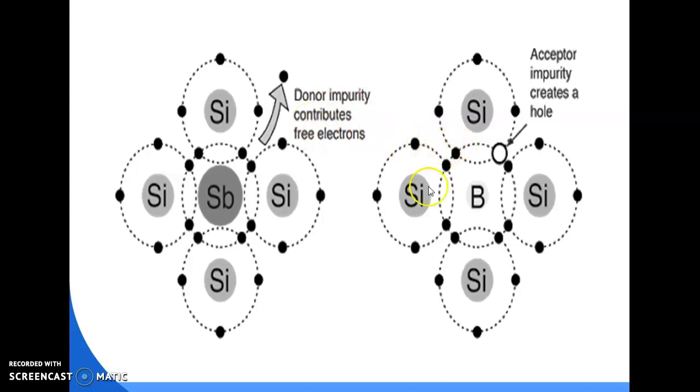Then in the second semiconductor we can see one deficiency of an electron, which is also known as a hole. It is the acceptor impurity that creates a hole, meaning this is the positively charged part. Both will be doped together to create the PN junction.